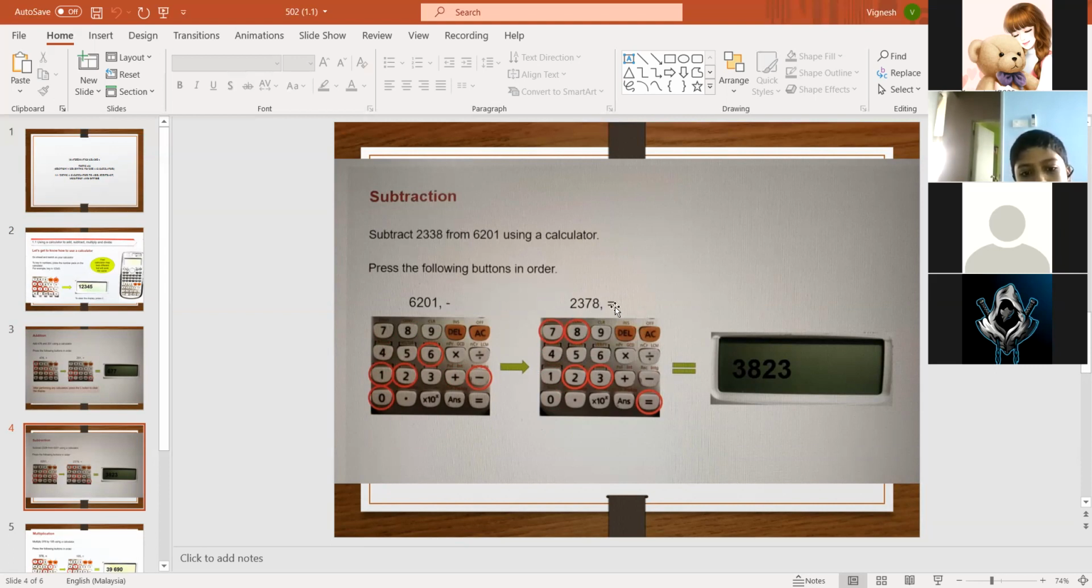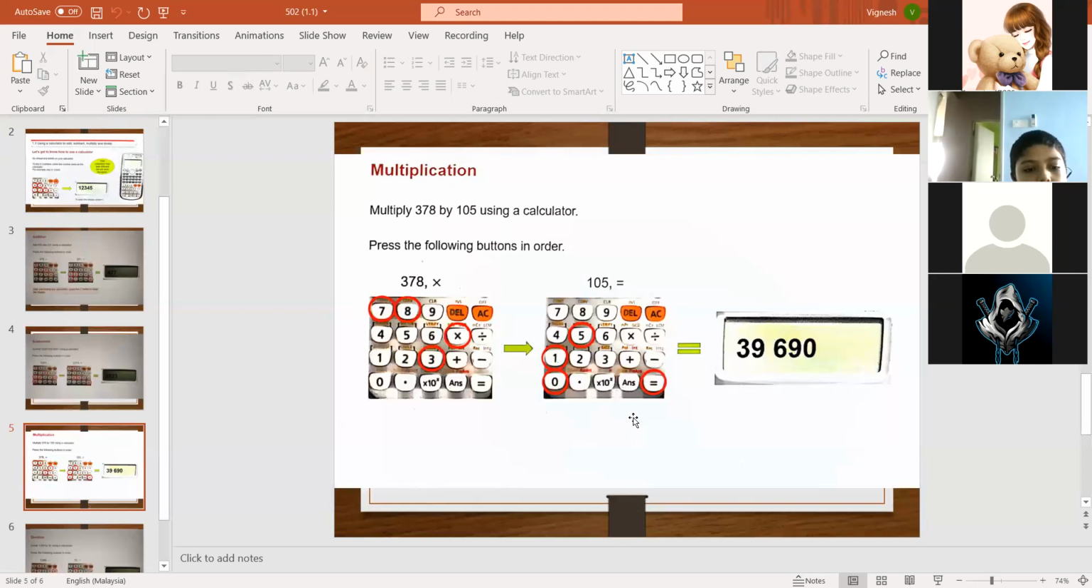How to get the number? Either refer to this or this, either one. You are supposed to get 6201 minus 2378, it will become 3,823. Very good.